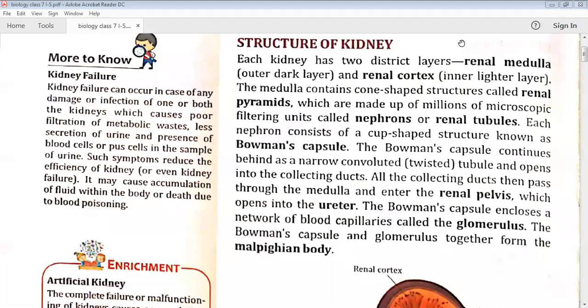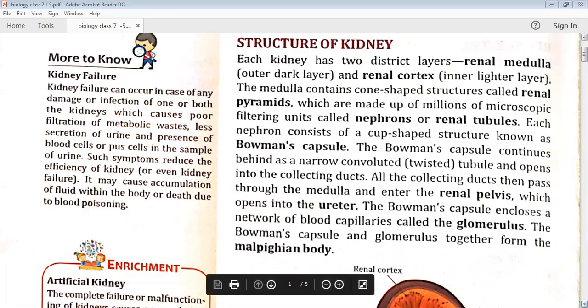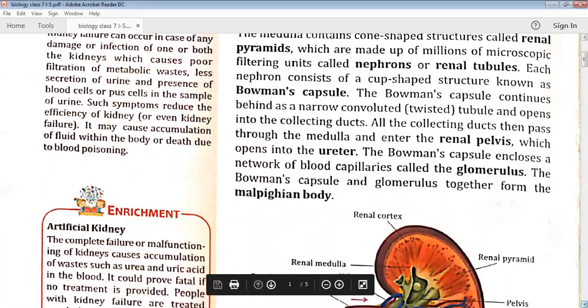Hello students. Today we are going to discuss the structure of kidney. We are doing chapter number 5, human body, excretory system. We have already discussed many topics like the renal excretory system, which is related to kidney itself. But in this topic we are going to discuss basically about kidney. Please just follow my cursor, because first we will see the structure of kidney.